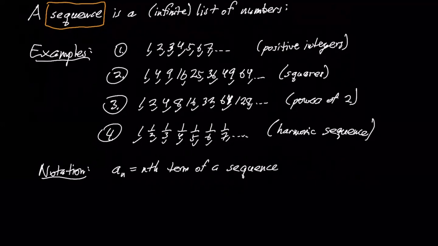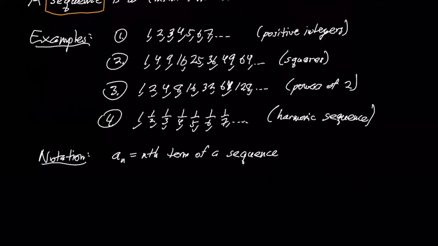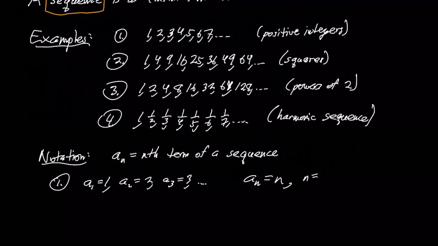Just as an example, if we go back to example 1 for a second, a sub 1, the first term, is 1, a sub 2 is 2, a sub 3 is 3, and so on. And it's pretty clear that a sub n is n, right? The nth term is just n. So we could write this, a sub n is n. We do want to tell where it starts, n equals 1, and so on. So that's one way to write down the sequence, to give a formula for the sequence.